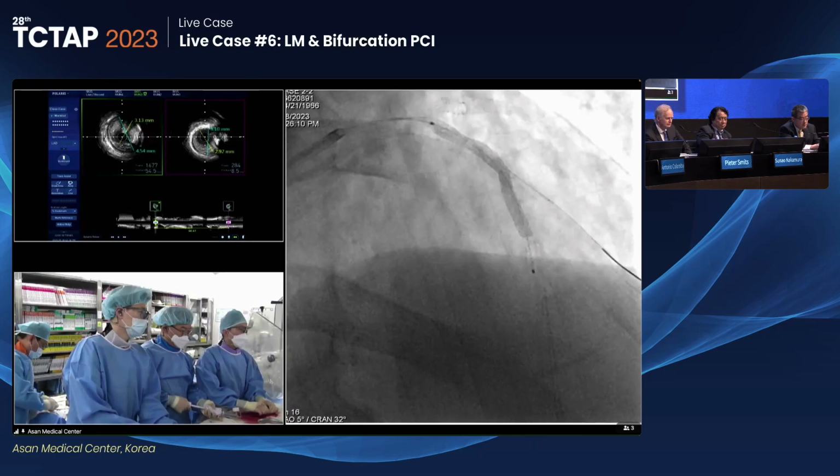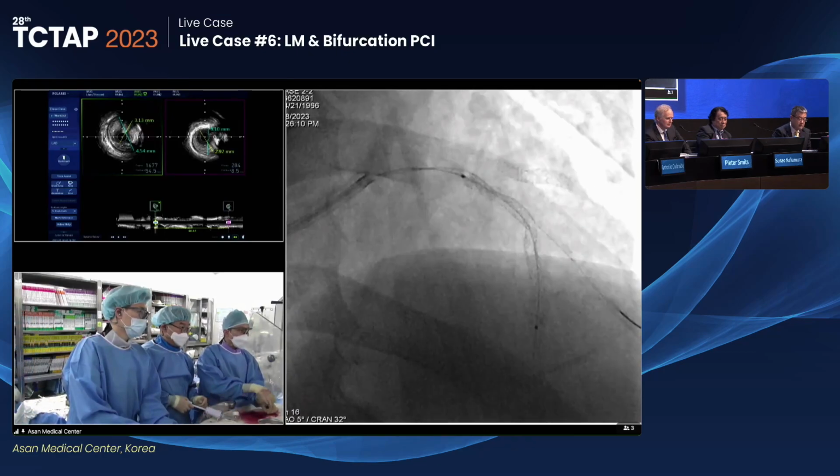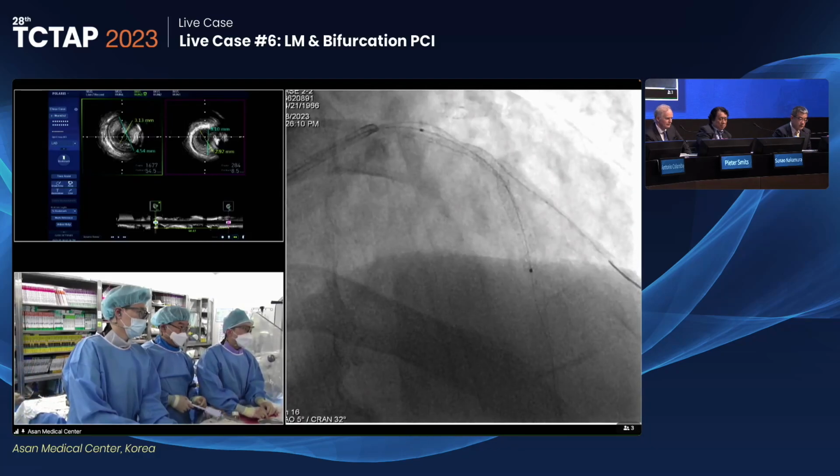Deflation. Because the patient is stable, I inflated for a little bit longer time. Okay.